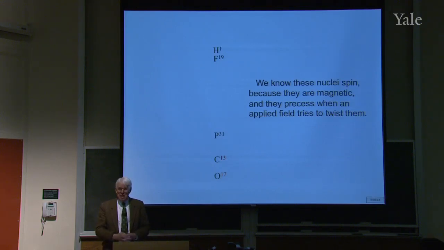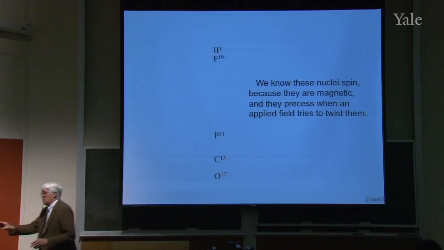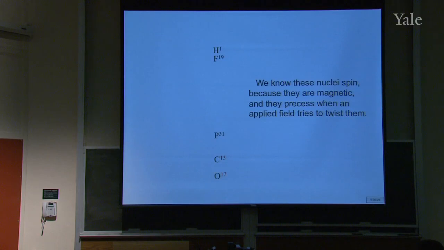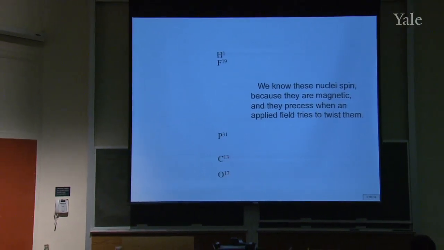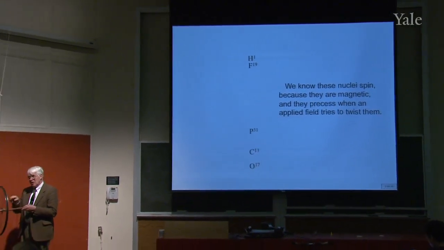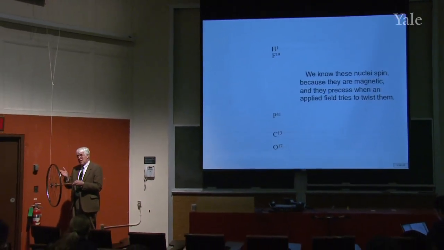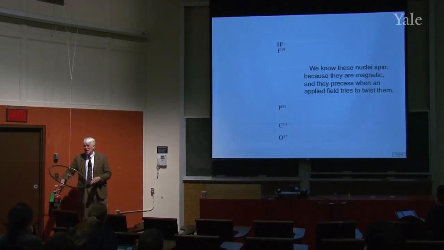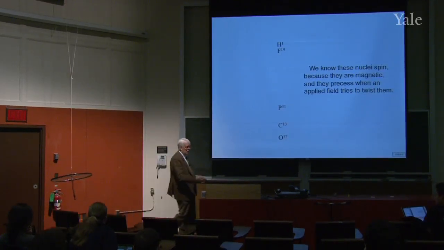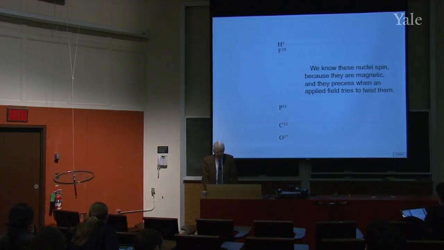We know that they spin, and the reason we know they spin is that when they're in a magnetic field, they precess. And how do we know that? When you put the force on them, obviously, if there's no force, this doesn't precess. It's when you try to twist it. So if this is a magnet that's spinning, right, and you put it in a magnetic field that tries to twist it, then it goes around and precesses, right? So that's how you know that these nuclei are magnetic.